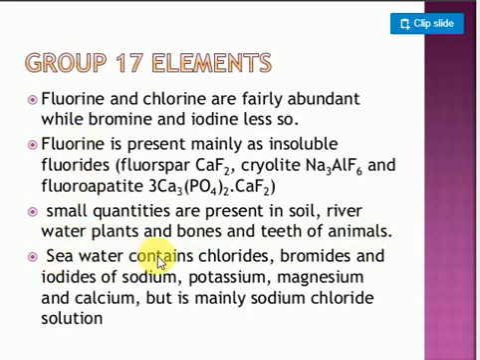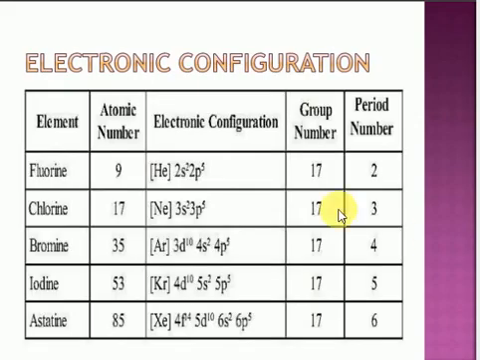Next, seawater contains chlorine, bromine and iodine as sodium, potassium, magnesium and calcium salts, but mainly sodium chloride is available. We discuss sodium chloride mainly. Next is the general electronic configuration. Here, the atomic number of fluorine is 9, and its electron configuration is helium 2s2 2p5.